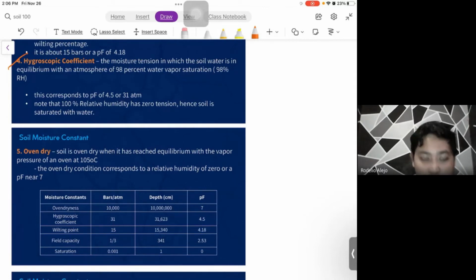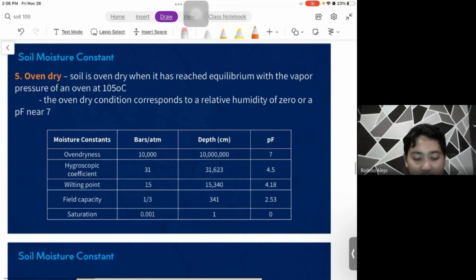Ganun ginagawa. So to compare the depth of the moisture to the different soil moisture constants, makikita natin yung saturation, yung bars niya is 0.001, yung depth niya is 1, and then yung PF niya is 0. Okay? So PF ibig sabihin 0, walang pressure na kailangan i-apply para matanggal yung tubig doon. Diba? Kasi pag saturation, yung tubig doon, matatanggal basta kasi hindi naman siya nakadikit doon sa lupa. Walang energy na nag-hold sa kanya.